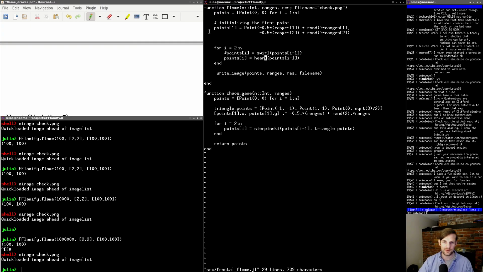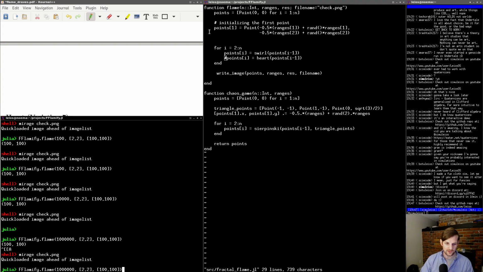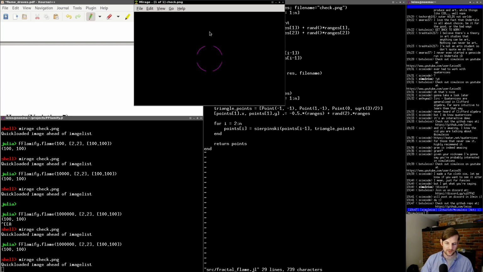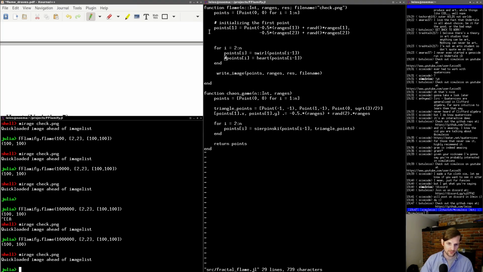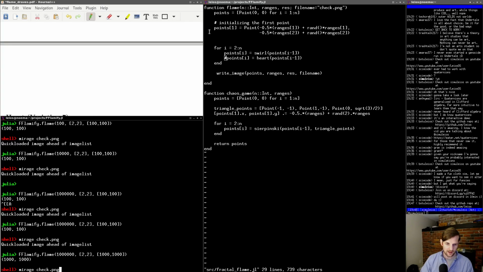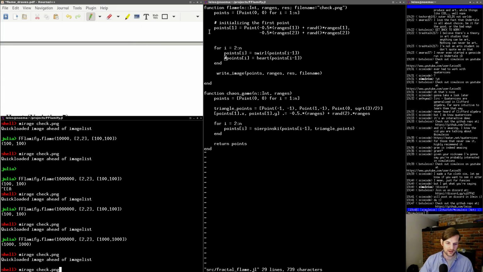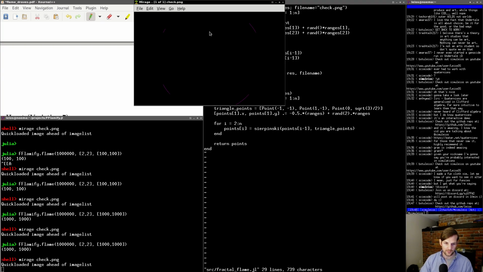What happens if we combine swirl with heart? Does this do anything? Okay, swirl works, right? We had swirl working just a second ago. So if we do flamify and we do check.png again, it's working, but is this because our image is so small? 1000 by 1000. And now if we do check.png, okay, we get kind of what we expected. So now let's try it with the heart function.